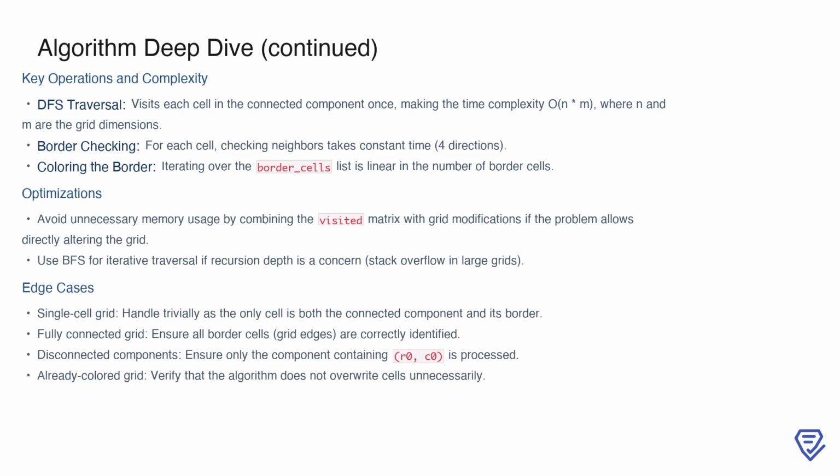Additionally, a breadth-first search, or BFS, could be used instead of DFS if recursion depth becomes a concern, especially for large grids. When handling edge cases, we must ensure that scenarios like single-cell grids or fully connected grids are addressed correctly. For example, in a single-cell grid, the only cell is both the component and the border, while in a fully connected grid, all edge cells must be identified accurately. By addressing these considerations, the algorithm remains robust and adaptable to a wide range of inputs.